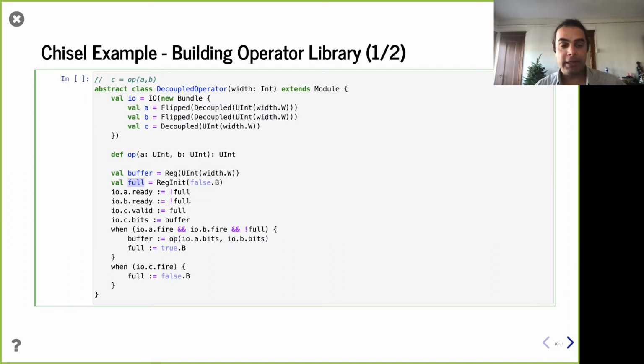And so, of course, we're able to receive the inputs if we're not full, right? And we have something to output when we are full. And so our outputs can come from this buffer, right? So how do we populate that buffer? Well, if our inputs are firing, we're able to make transactions on the inputs, and we're not full, then we can go ahead and apply this operation to the buffer, and then mark ourselves as full, right? And then, of course, when someone reads our output, we are no longer full.